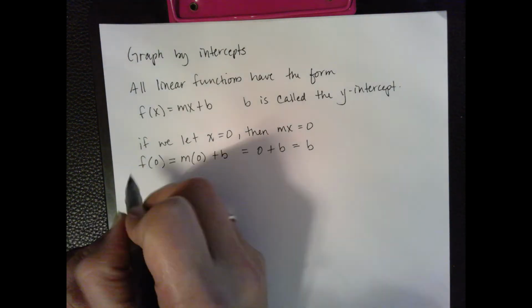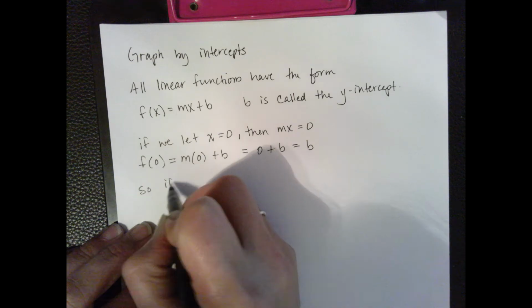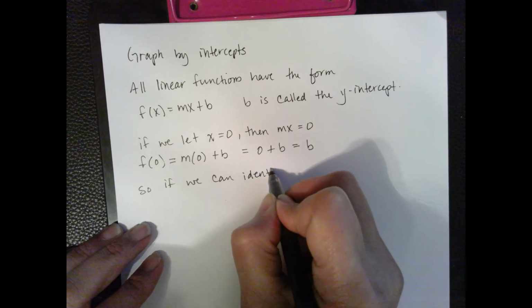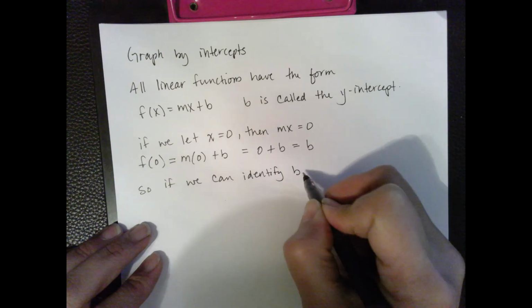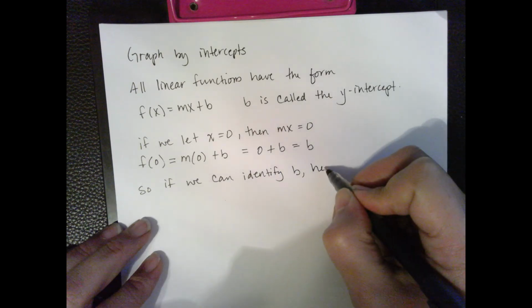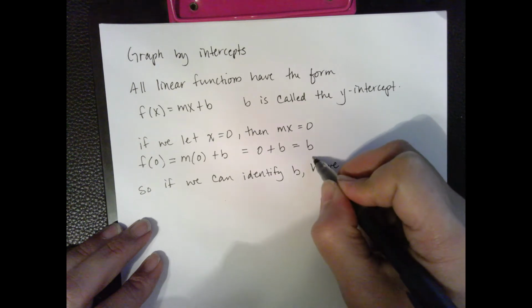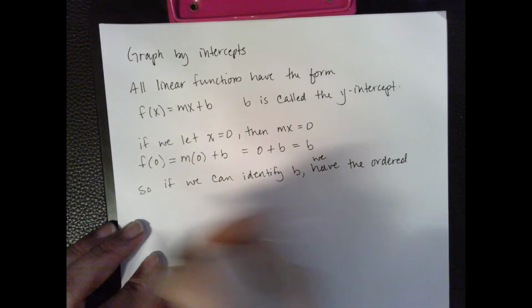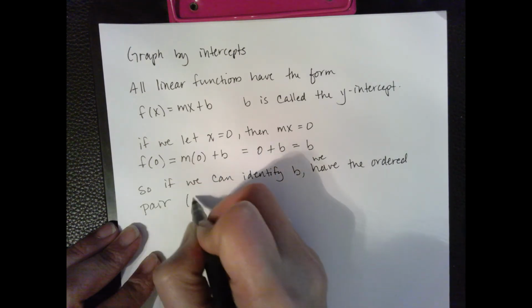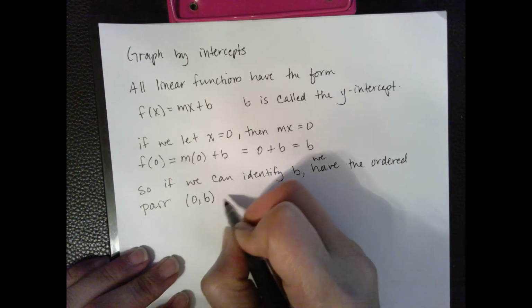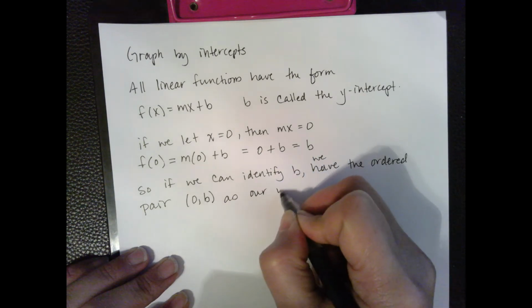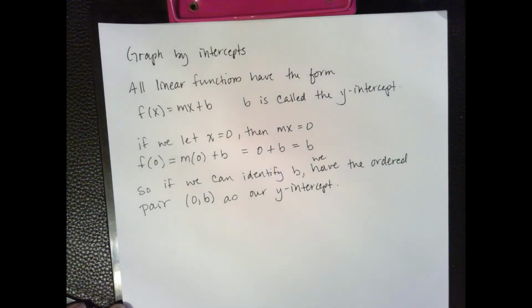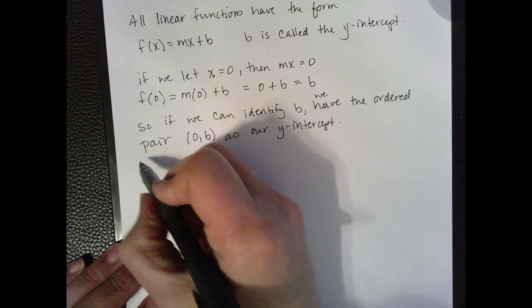Okay. So if we can identify b, we have the ordered pair (0, b) as our y-intercept. Okay. So examples.